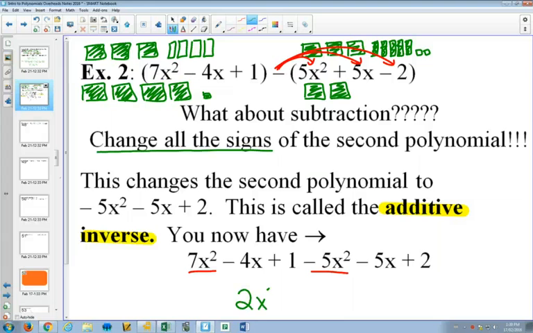If we put those together, what are we going to get? 2x squareds. Are there any like terms with the minus 4x? Minus 5x. If you put those together, what do you get? Minus 9x. Think of your number line. You're starting at minus 4, and you're going back 5. And finally, we have our 1 and our 2. If we put those together, we get plus 3.